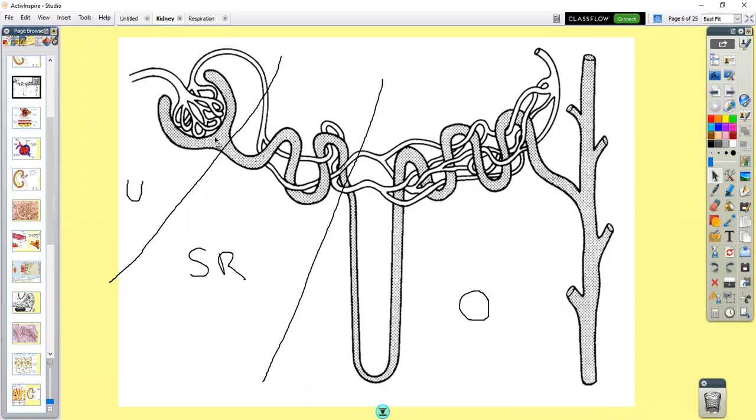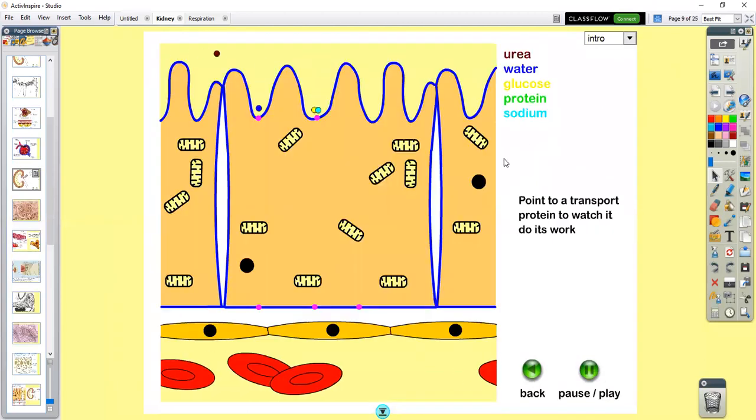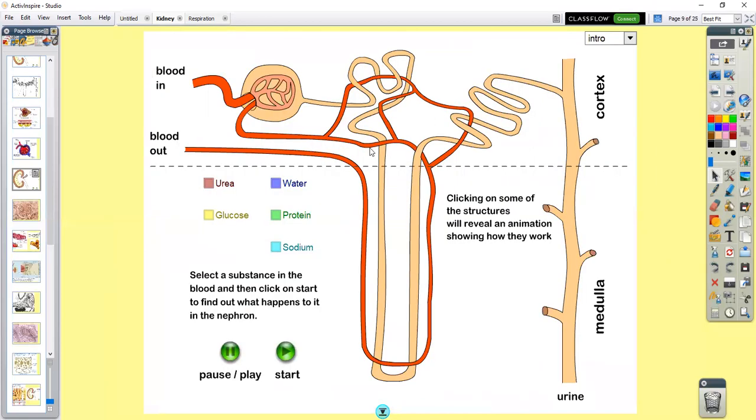So things have passed through, your glucose, urea, etc., have passed through into the Bowman's capsule. Now they're moving through the proximal convoluted tubule. Okay, and anything which is useful to the body, we would want to reabsorb that. Okay, so you can see here that things that pass through, here you go, there's urea, water, proteins, sodiums, etc.